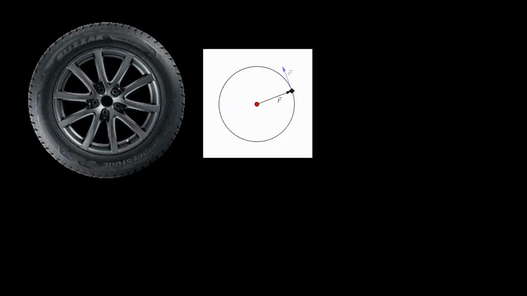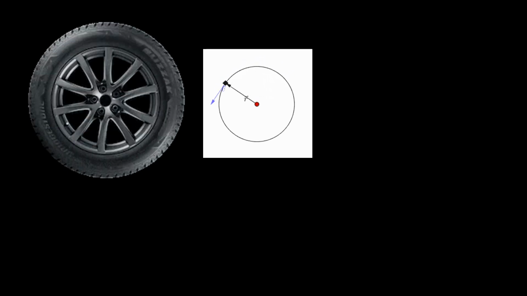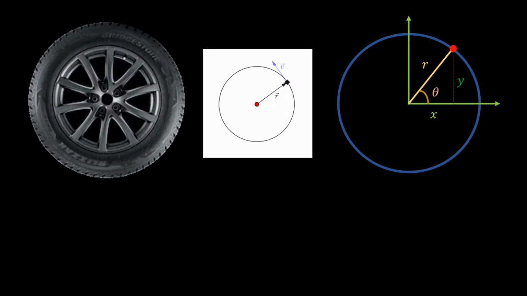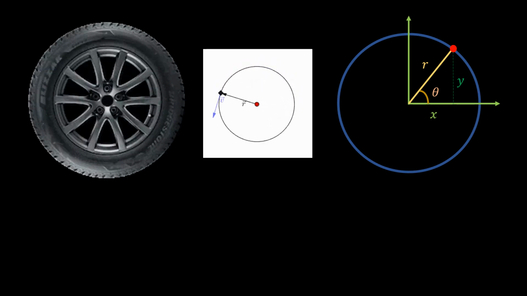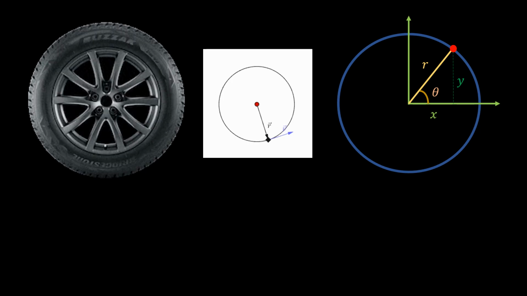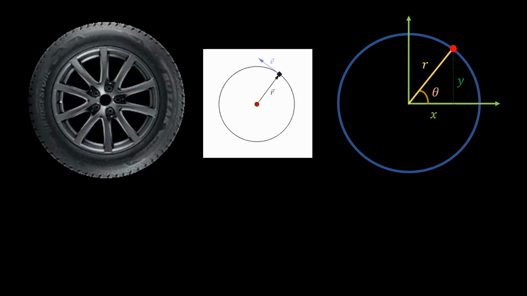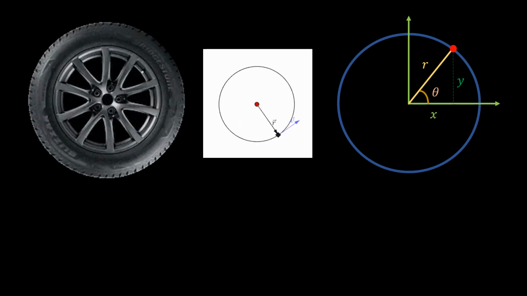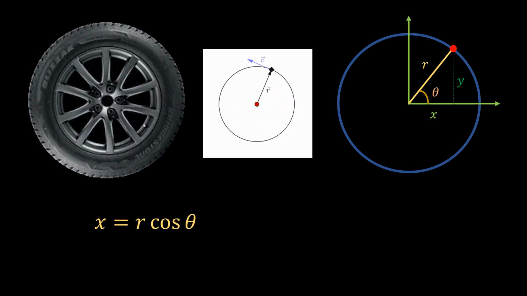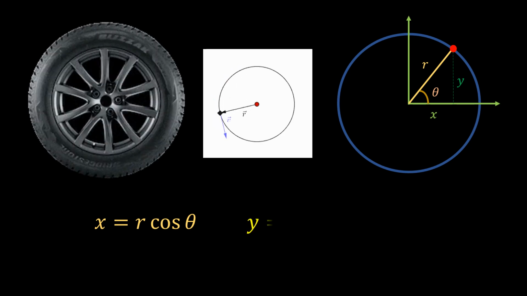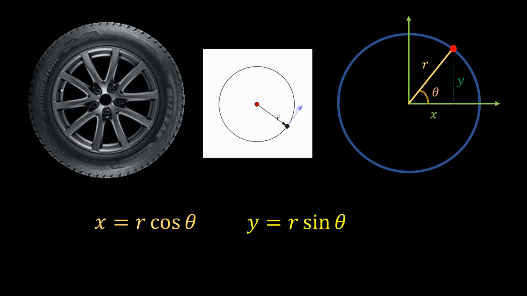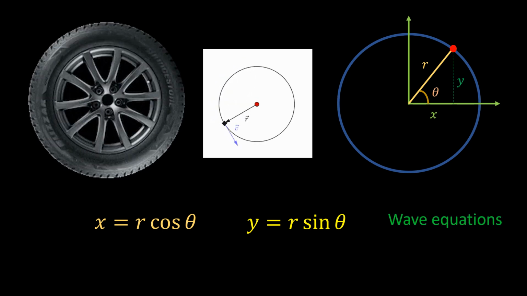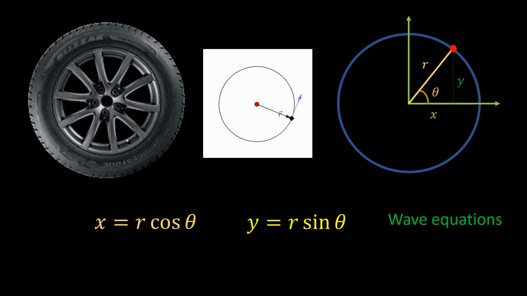Let us define this particle's position at a particular instant where the particle has made an angle theta with the x-axis. Using a coordinate system whose origin is at the center of the circle, we see that the horizontal displacement of the particle x is given as r cos theta, and the vertical displacement y is given as r sin theta. These are equations of a standing wave, in which, as you can see, the tire is not moving.